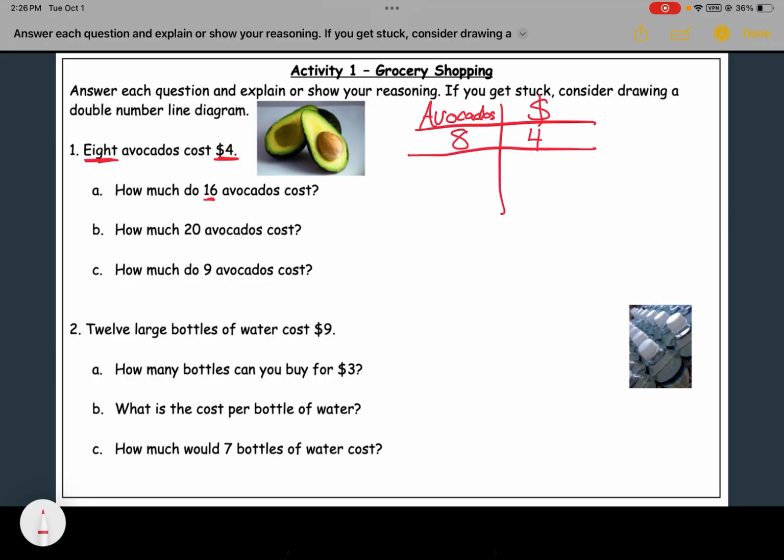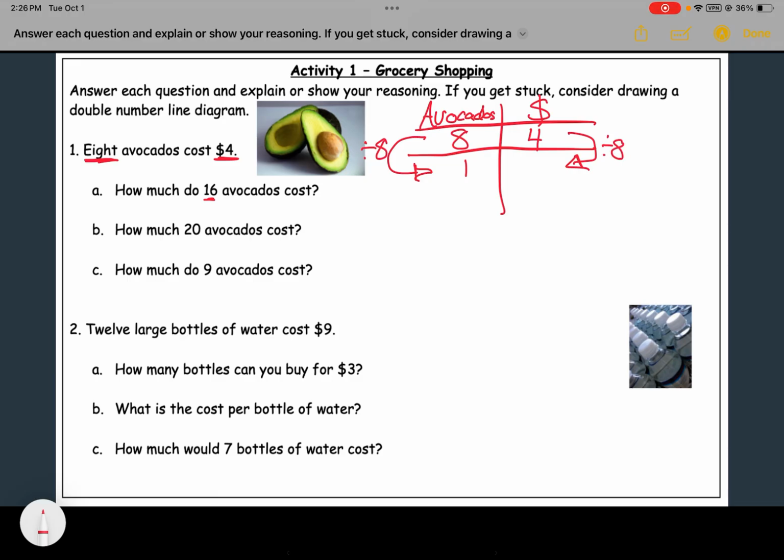First, let's find out how much for one avocado. And once we find out how much for one avocado, we can find out how much for any number of avocados. So I know to get from 8 avocados to 1 avocado, I have to divide 8 by 8, because 8 divided by 8 is 1 whole. So that means we have to divide 4 by 8.